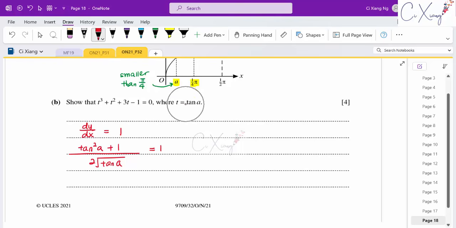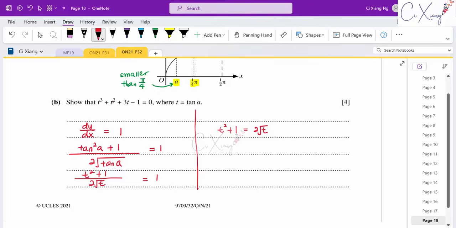And now they are saying that t equals tangent a, right? So for t equals tangent a, I substitute it here and I wish to get this particular polynomial. No matter how, I try to rephrase it slowly first. Tangent squared a means I'm having t squared, because t equals tangent a. Then plus 1 divided by 2 square root tangent a means square root t, equals 1. Then how can I further simplify it? I want to move the denominator to the other side. So I'm having 2 square root t on the right.